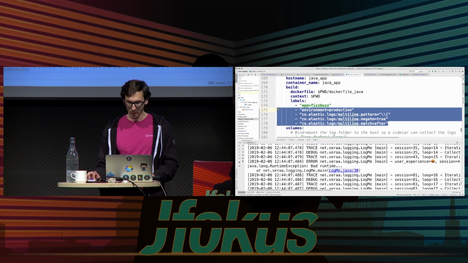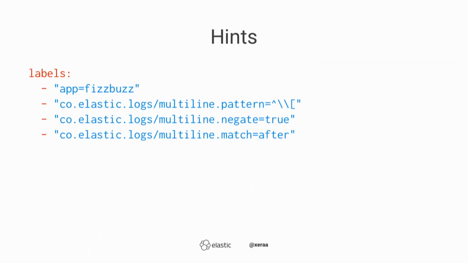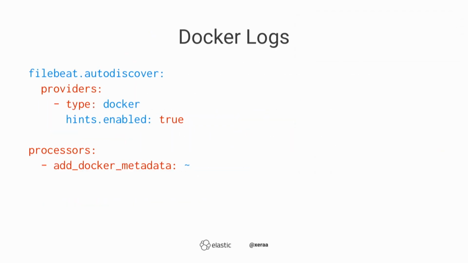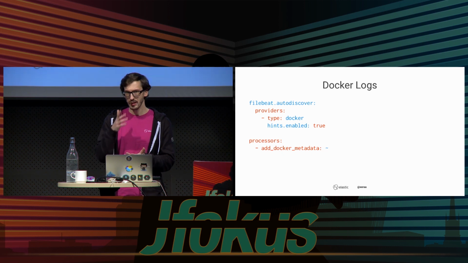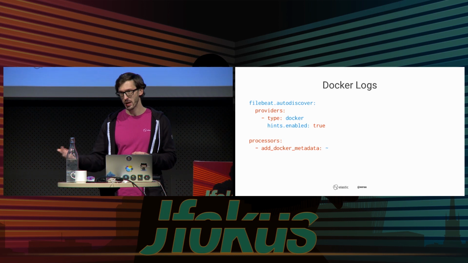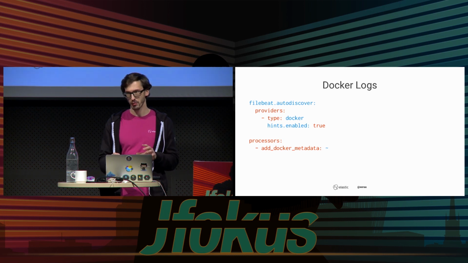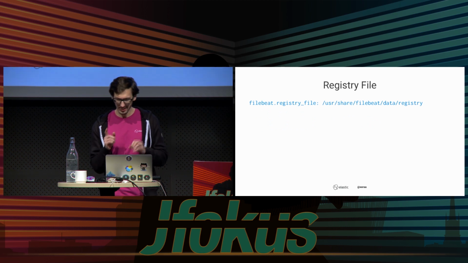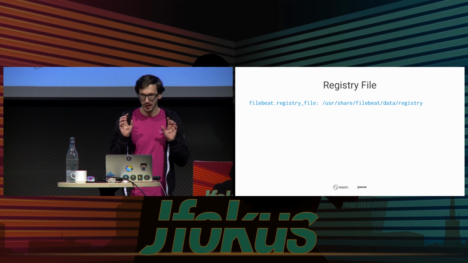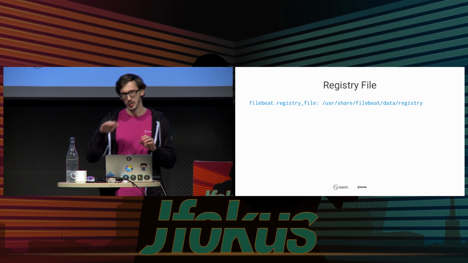And this was, by the way, also in the slides, two back, where we had these hints enabled. This is what the hints are. Basically the labels, in Kubernetes it would be annotations. The labels on the container are applying the right Filebeat parsing rules so that we don't split up the stack traces.